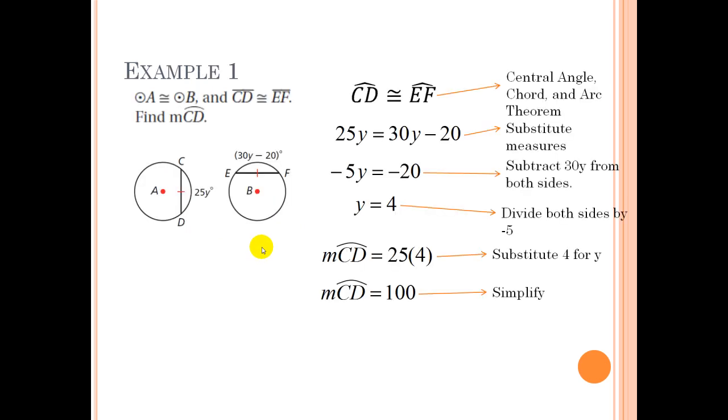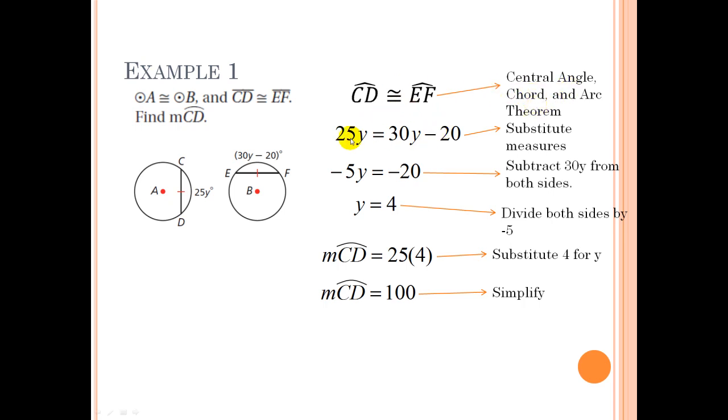Okay, a couple of quick examples. First one here, we got these two circles, circle A, circle B, and we're given that they're congruent circles and that they have a congruent chord, which means, if you look back at our set theorem, it means that arc CD has to be congruent to arc EF, those 25y degrees and 30y minus 20 degrees. So I'm just going to say that those arcs have to be congruent. That's my central angle chord and arc theorem.